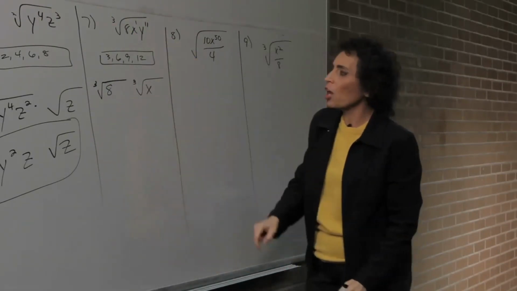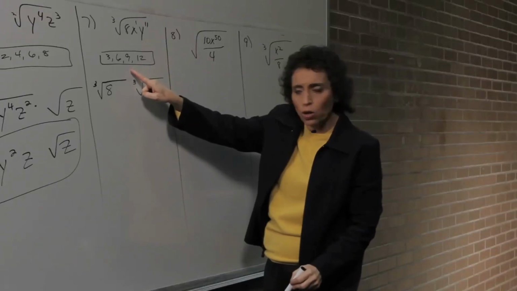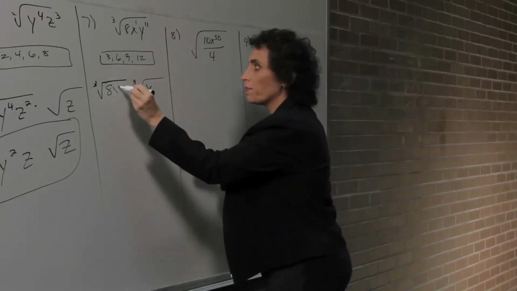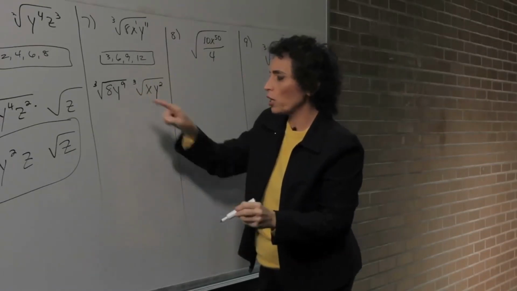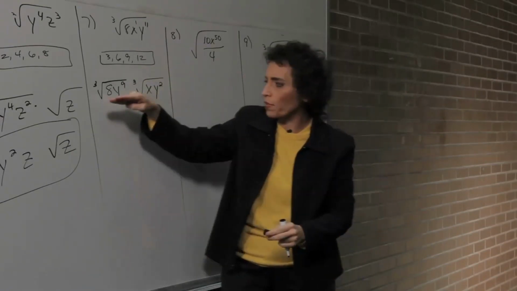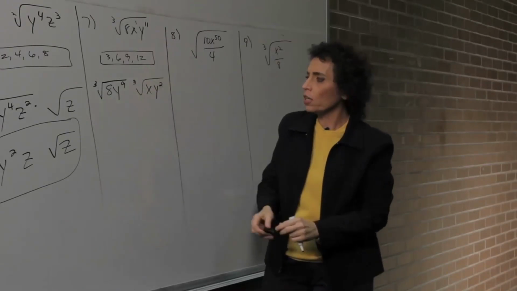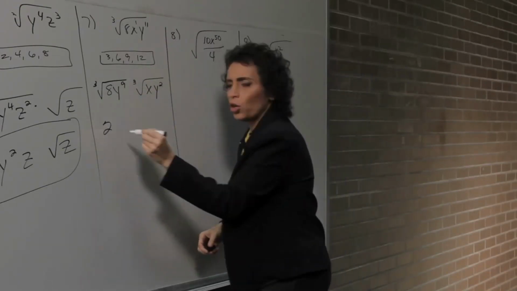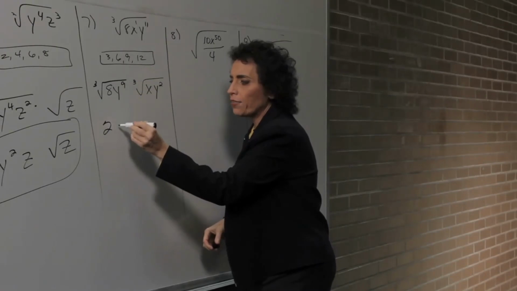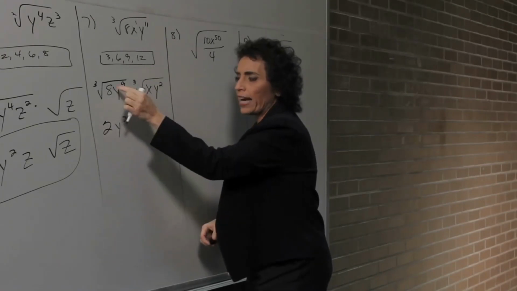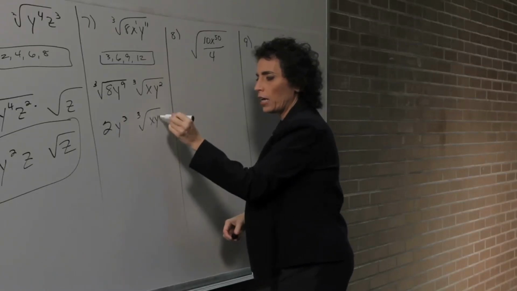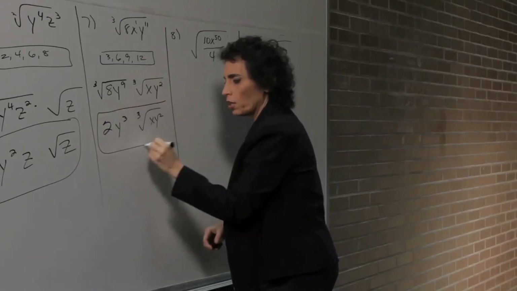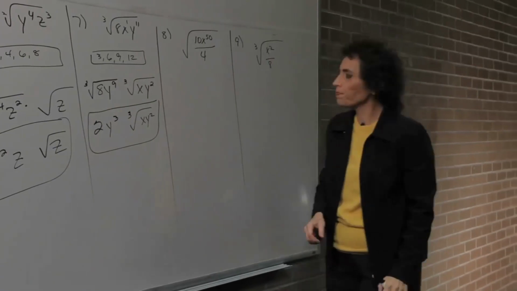Y to the 11th. Y to the 11th, the closest one without going over is y to the 9th times y squared. Add the exponents, you'll get y to the 11th. Remember, I could multiply that through, and I should get back here. The cube root of 8 is 2. The cube root of y to the 9th is y cubed because you divide the exponent by the index. And then this guy just comes along for the ride because it cannot be taken out of the house. So there you go. Awesome.